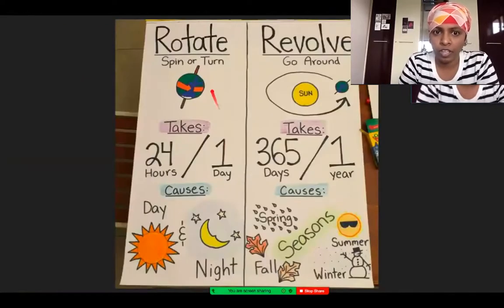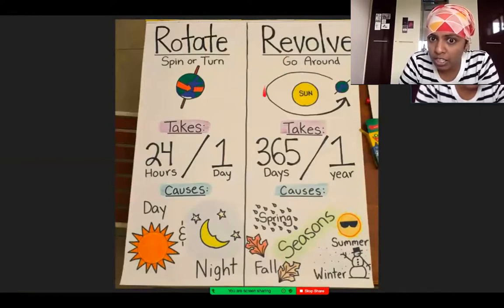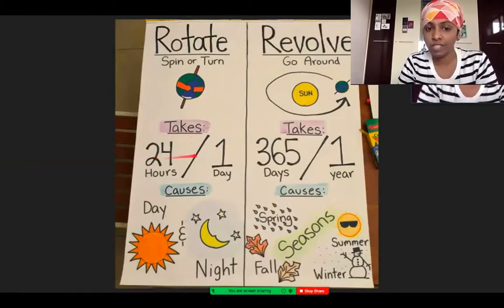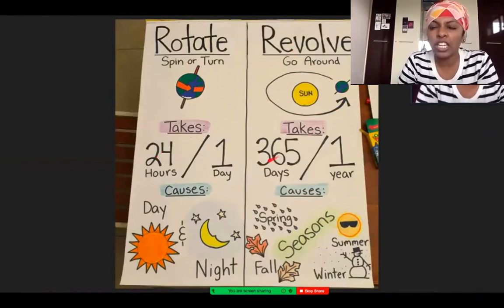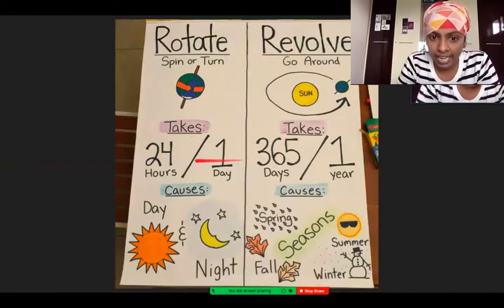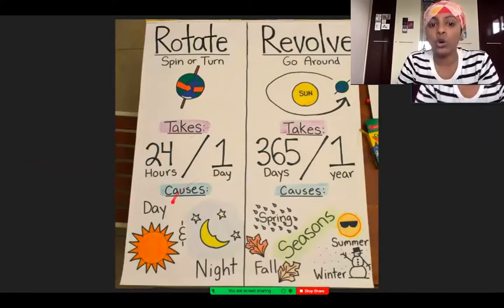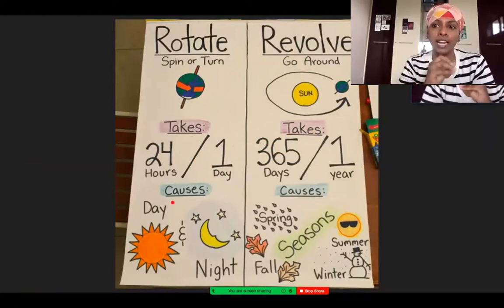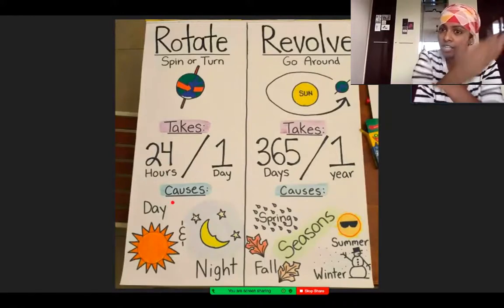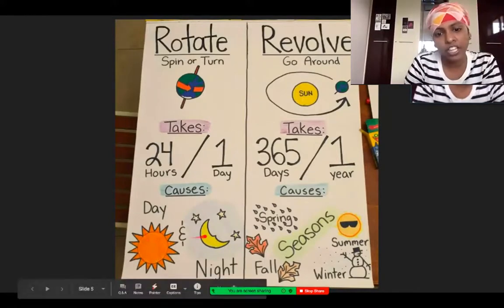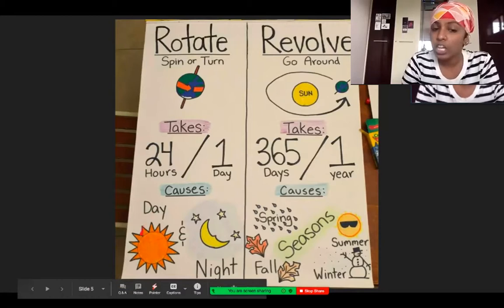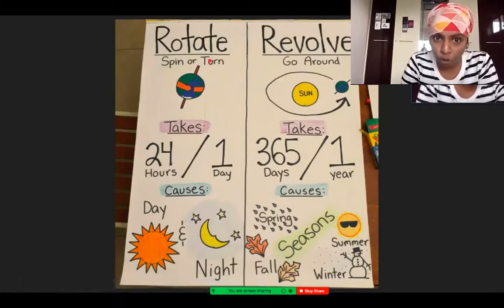So we saw rotation means spinning or turning like a top. Revolution means the earth going around the sun. Rotation takes 24 hours, which means one day. Revolution takes 365 days, which is 1 year. Ek din, ek saal. Rotation ke wajah se kya hota hai? Day and night. Okay, because the earth rotates, sun jahan pe aata hai, udhar day rehta hai, sun jahan pe nahi aata hai, udhar night rehta hai. So day and night happens because of rotation.